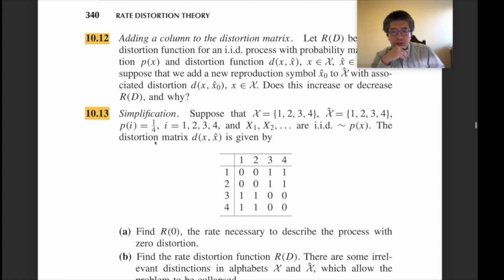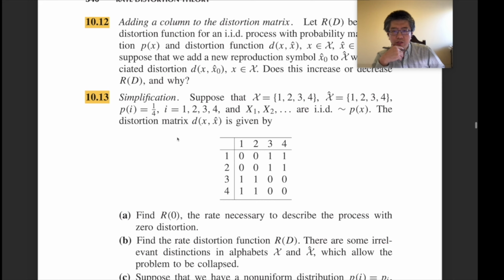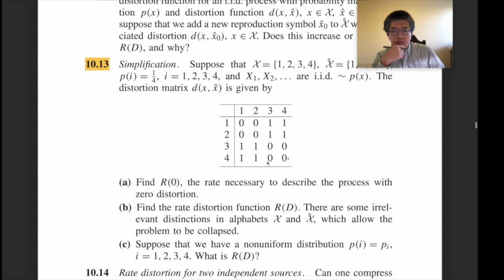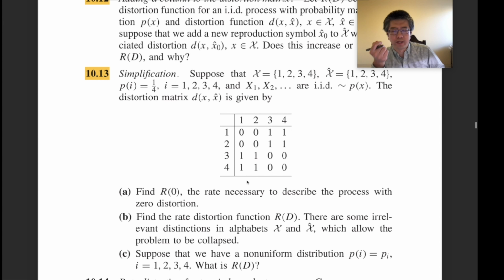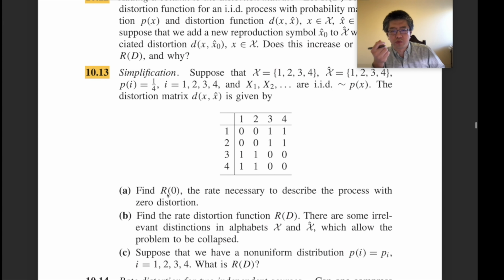So in this question, this is a kind of tricky question. We can see that the input is a uniform distribution, okay? And this is a rate distortion function. The question is basically to find the rate distortion function under any input distribution, right? In the first step, it asks you to compute R0. And the second step asks you to compute RD, given that the input is uniform. But if the input is not uniform, then what is RD?